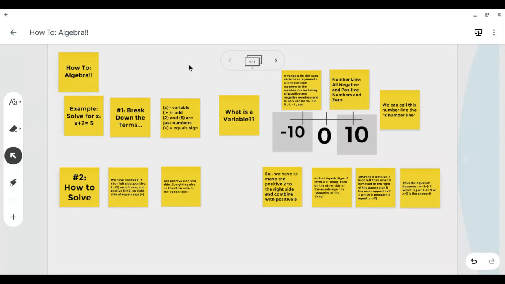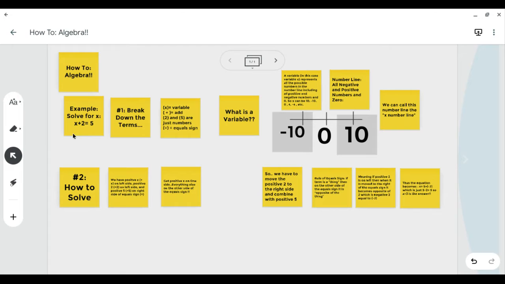So I'm here on my Google Jamboard and I'm going to get you to understand algebra. To be exact, Algebra 1, just the base of it. So let's give you a basic problem here. A basic problem would be, hey, solve for x.